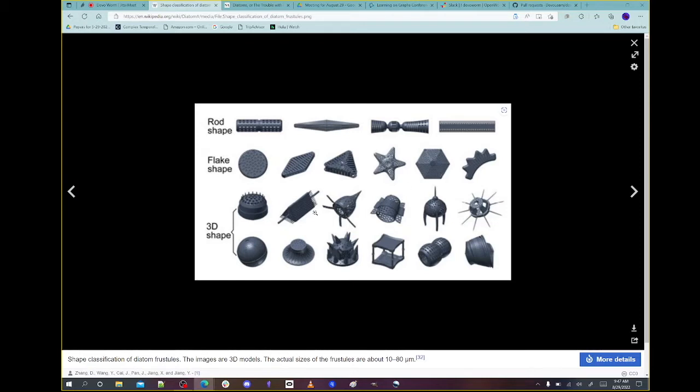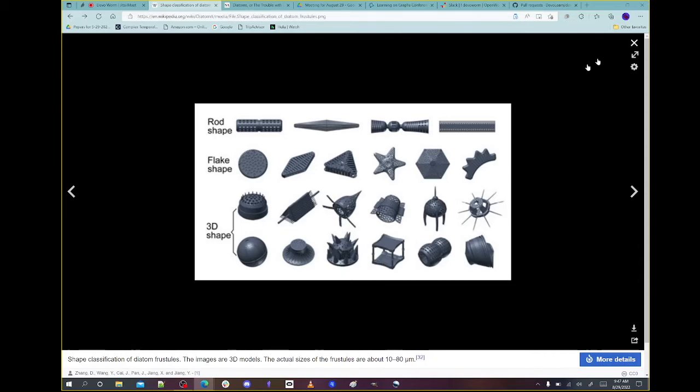And then the 3-dimensional shapes. So some of them have depth. So when we're looking at the Basilaria videos, we're looking at the 2-dimensional plane, and that's enough to characterize the Basilaria. But these are 3-dimensional ones where you have depth that's also important.